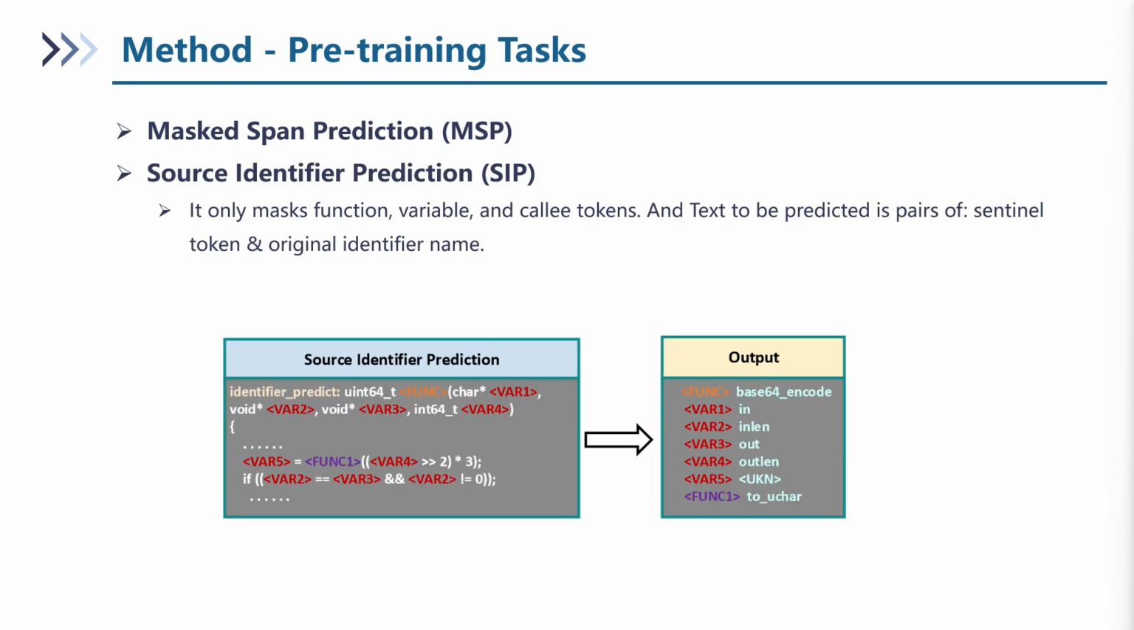The second task is source identifier prediction, which is dissimilar to MSP.